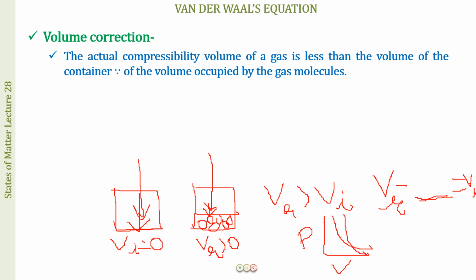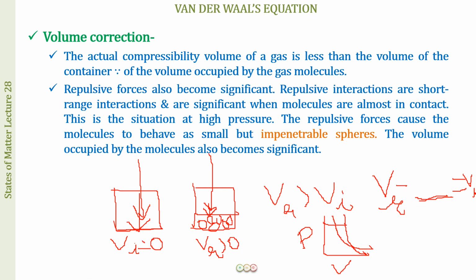So at a high pressure, what you saw was that V real is greater than V ideal because of the repulsive forces. What is happening over here is that the repulsive forces also become significant when the pressure is going to be high. The repulsive forces are short range interactions and they are significant when the molecules are almost in contact. This is the situation at high pressure, and the repulsive forces cause the molecules to behave as small impenetrable spheres.